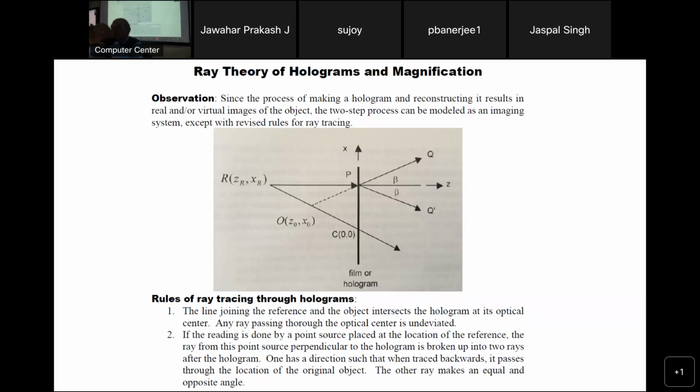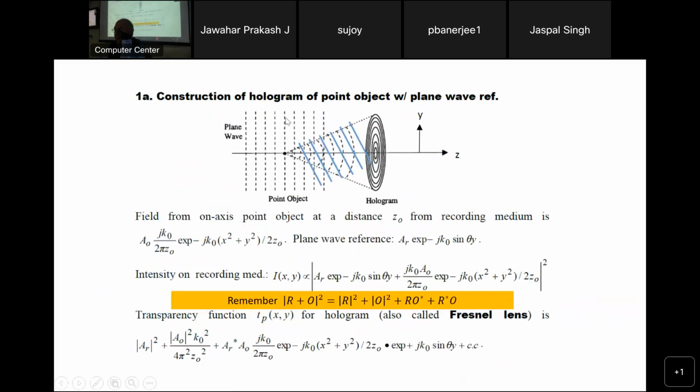Okay, let's go a few steps back. No, not hyperbolic. Let me give you a hint. Sometime back I asked, if I have a point as an object, in that previous example, remember this guy here, but now with a plane wave as a reference, someone said the interference pattern, which is the hologram, is the zone plate. Why? Because if you work out the details, it will work out to be like a cosine of some x squared plus y squared.